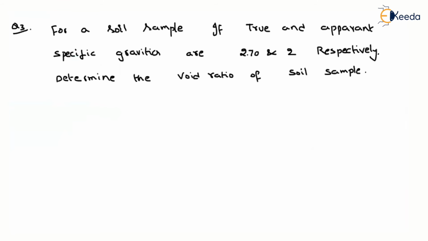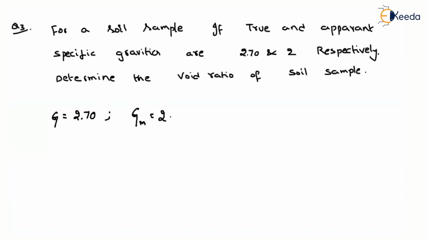Next. See the question. What is the given data? For a given soil sample, if true and apparent specific gravities are 2.7 and 2 respectively, determine the void ratio of the soil sample. Then, how can we find out? Now, let's say what is the true? True is nothing but they are talking about the G value. How much is given? It is given as 2.70. What about apparent specific gravity? Apparent specific gravity, I can say, is Gm, which is equal to 2.